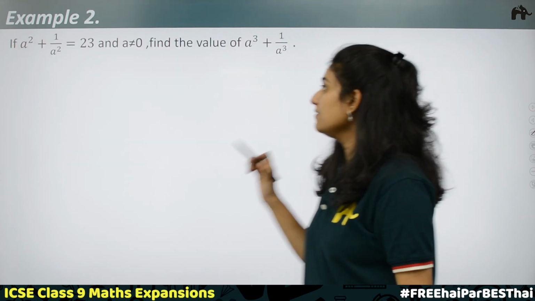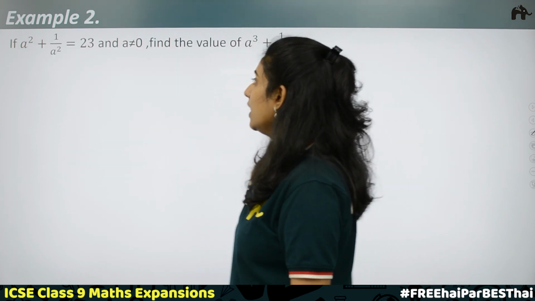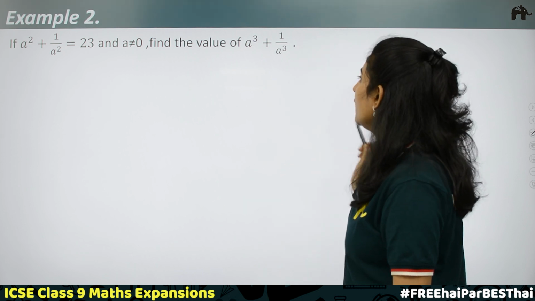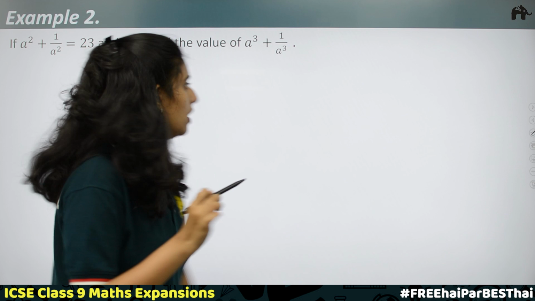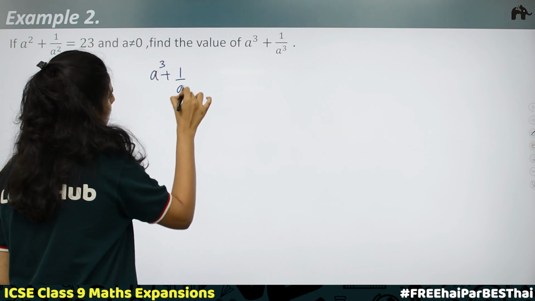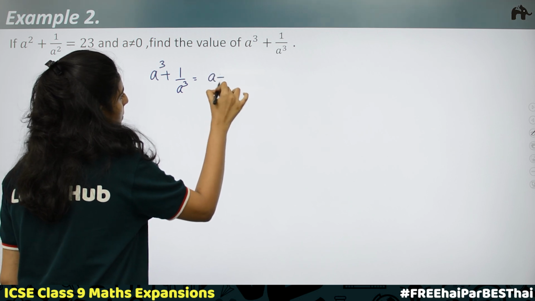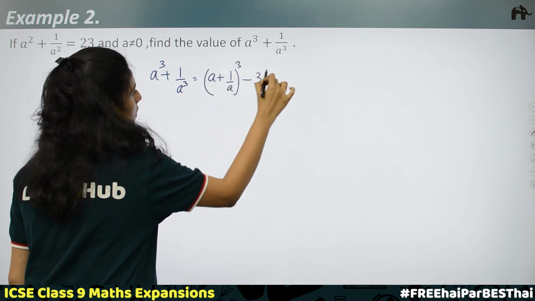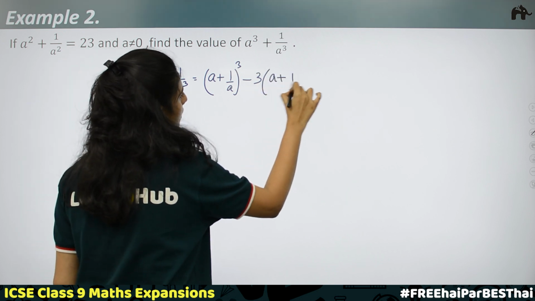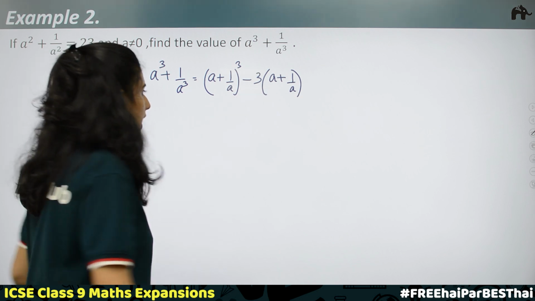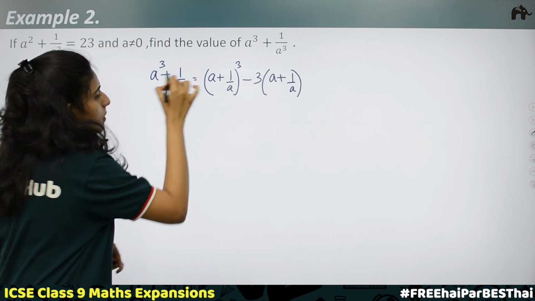Second example, if a square plus 1 by a square is equal to 23 and a not equal to 0, find the value of a cube plus 1 by a cube. What is a cube plus 1 by a cube? A cube plus 1 by a cube is equal to (a plus 1 by a) whole cube minus 3 into (a plus 1 by a). Only if you have the value of a plus 1 by a, we can find the value of a cube plus 1 by a cube.